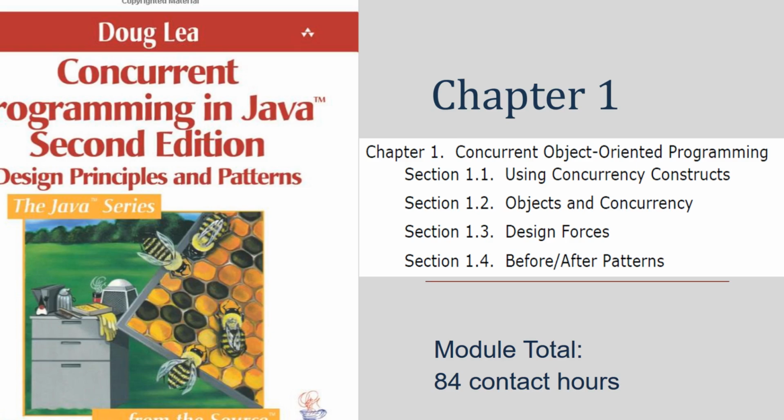We will cover the first chapter in the first week, or probably we will start the second chapter as well in the first week. It depends on how fast we go. The first chapter covers these topics that you see on the right. We have concurrent object-oriented programming, and under it we have using concurrency, constructs, objects and concurrency, design forces, and before and after patterns. These are the 4 subtopics that we will cover in this chapter. Based on the number of classes and sessions we are able to conduct, we may be able to cover them in week 1, or we may even start chapter 2 in week 1, as I said.